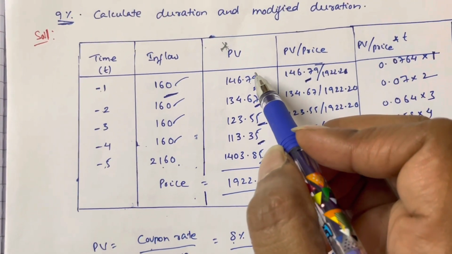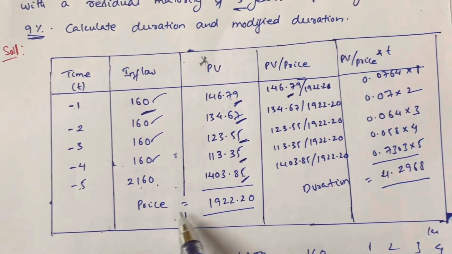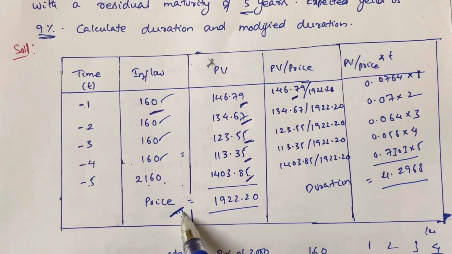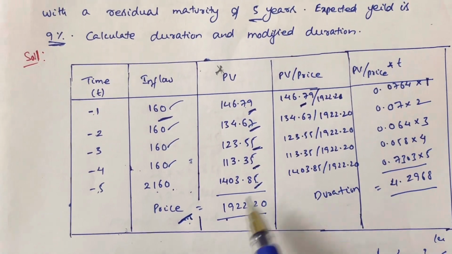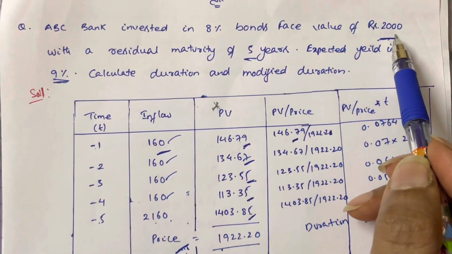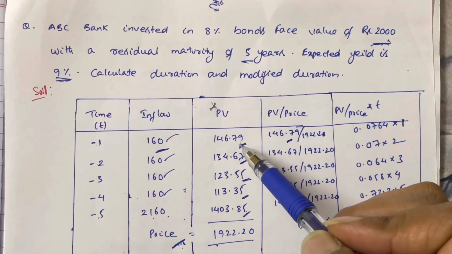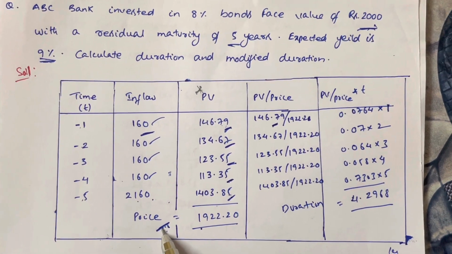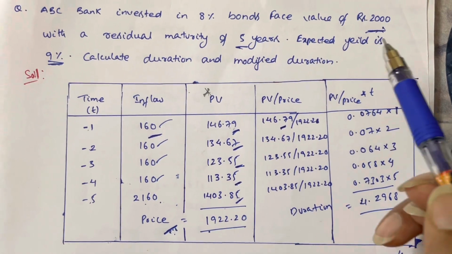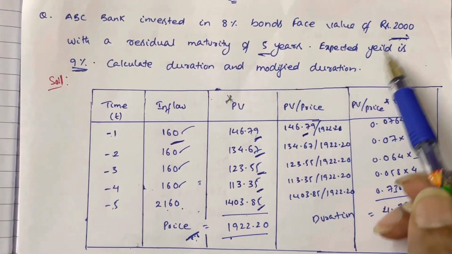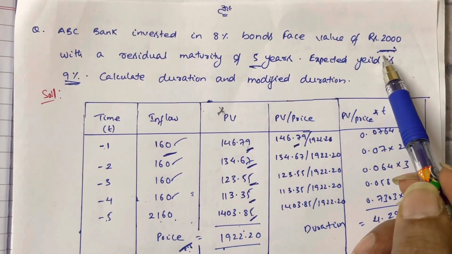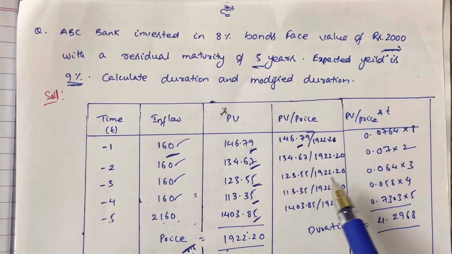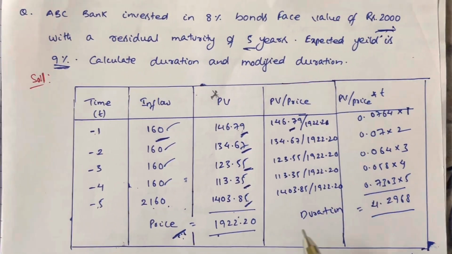The summation of all years will give the price. This is the price value of the bond. The face value of the bond is 2000, and the summation of the present value of each year will give the price of that bond. Always remember, usually for good returns, the price must be less than the face value. Now we have to find out the duration.